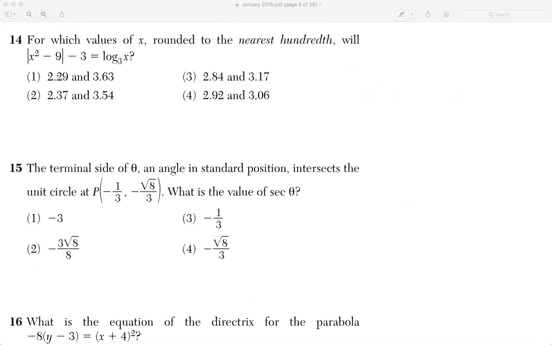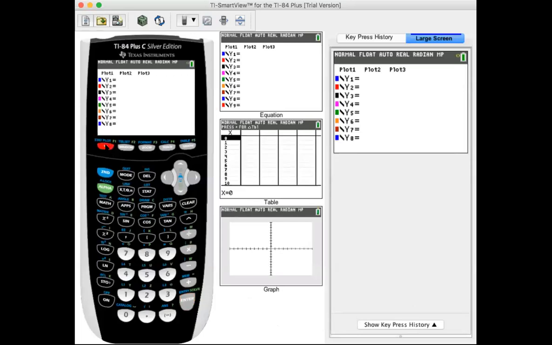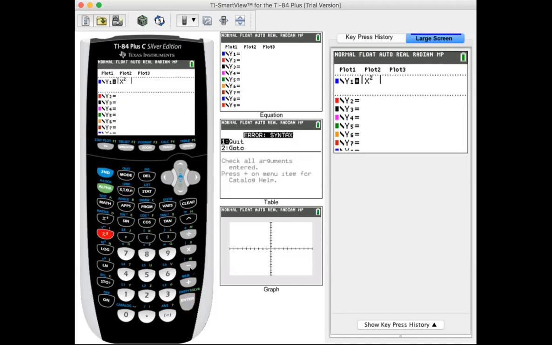Number 14. This is a really easy one. For which values of x rounded to the nearest hundredth will the absolute value of x squared minus 9, minus 3 equal log base 3 of x? It looks really difficult. All you need is a calculator. What we're going to do is graph both of these and then find their intersection. Their intersections will be the answers. So go to math, absolute value. It was x squared minus 9.